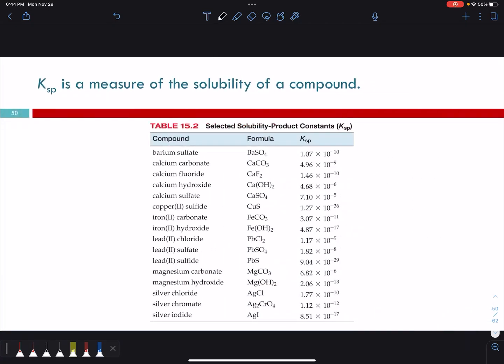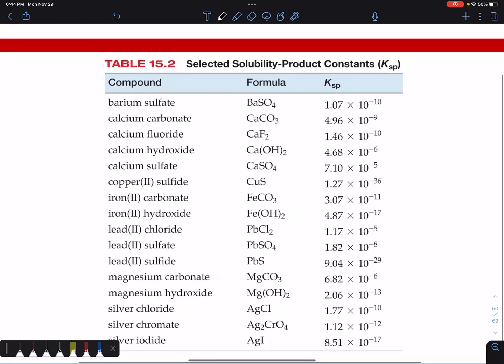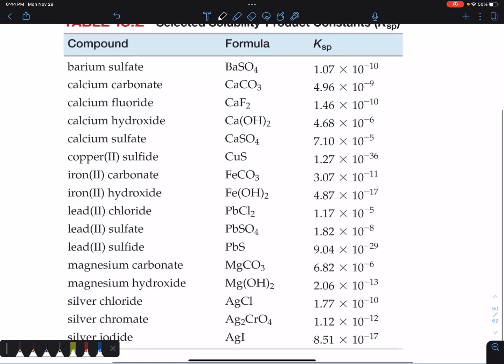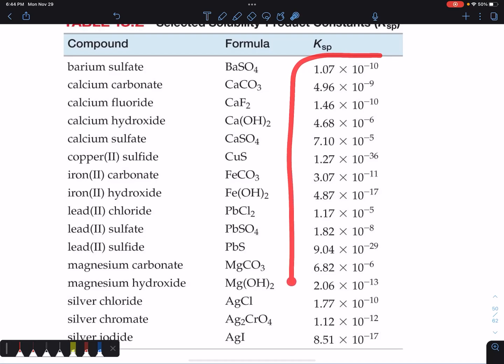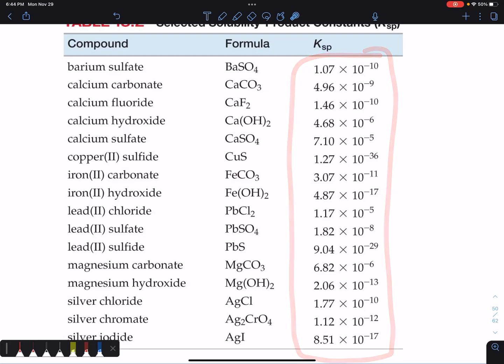For these compounds that are really insoluble, we can have a Ksp that quantifies exactly how much of it is going to dissolve when it's in solution. They're like 10 to the minus 10, 10 to the minus 9, very, very small numbers.